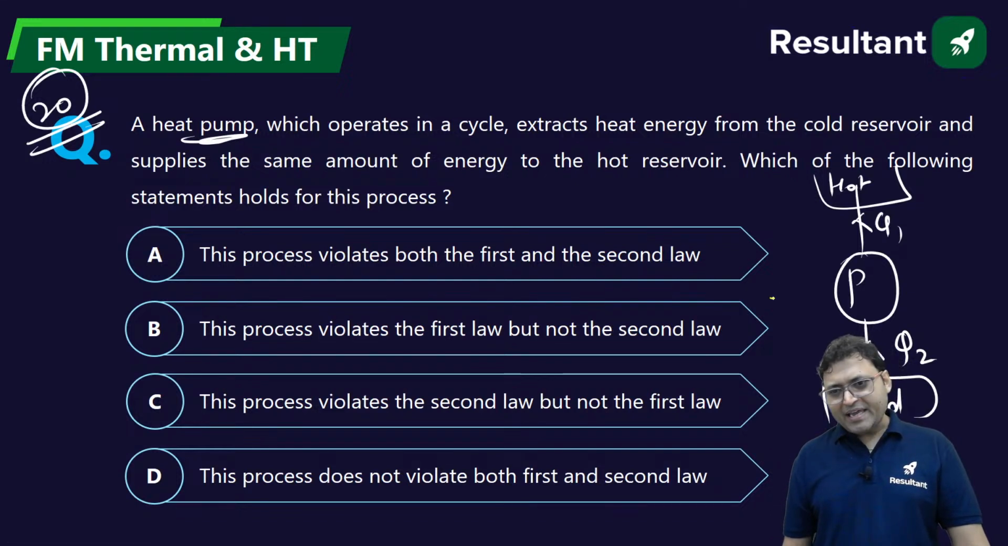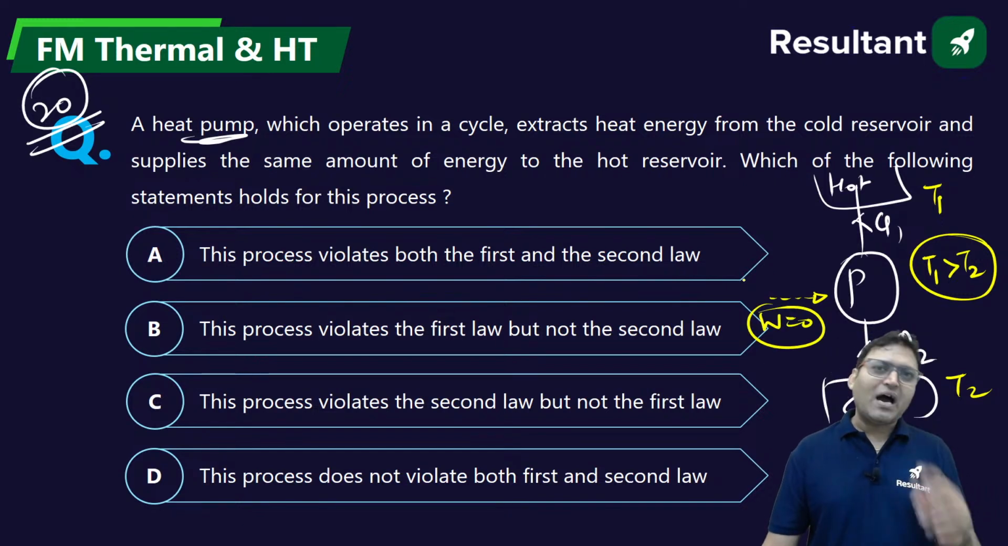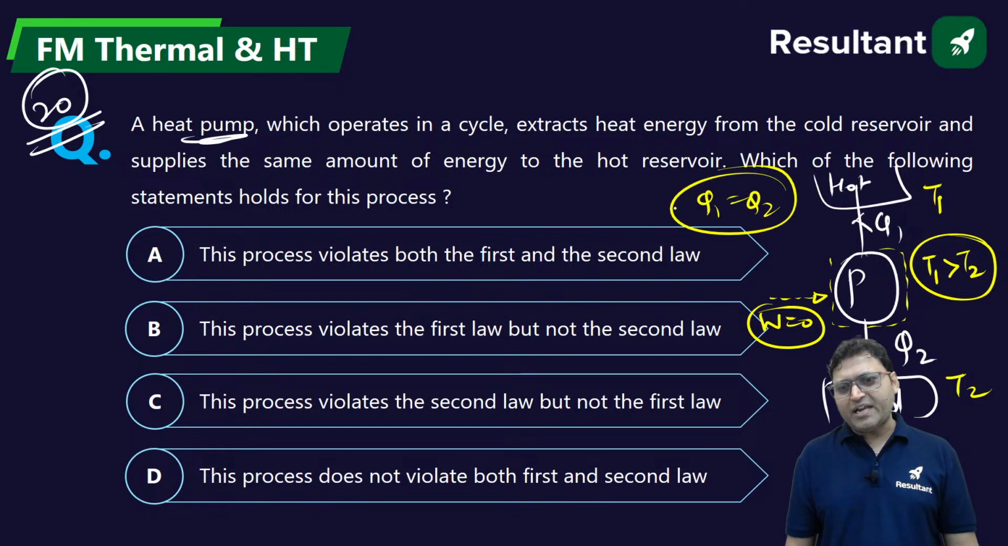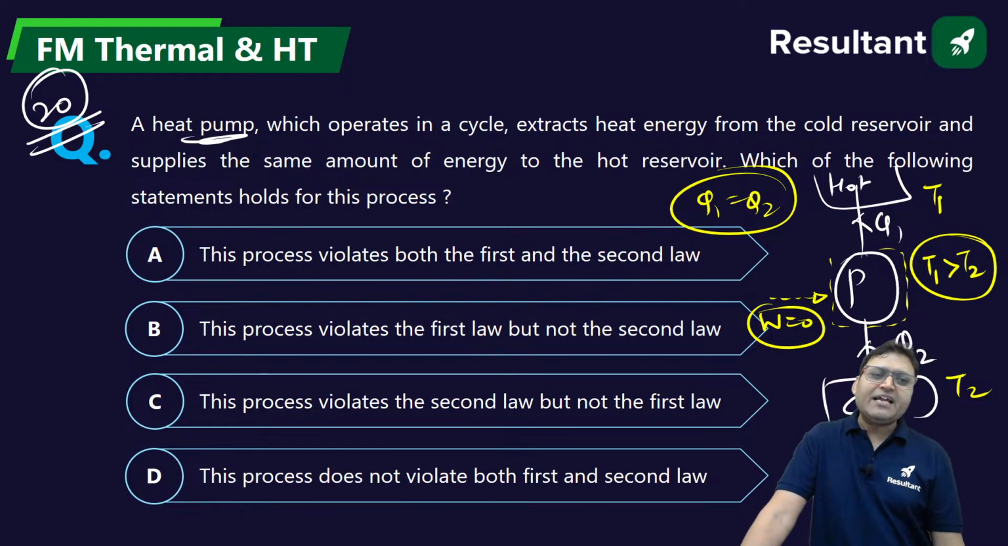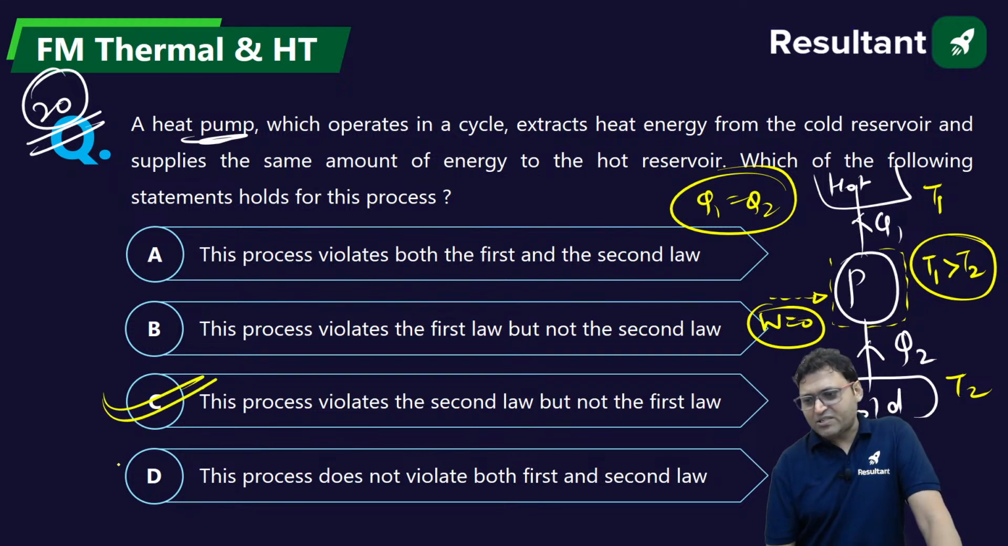If no work is added, because the heat is flowing from T2, the lower temperature reservoir, to the upper temperature reservoir. When heat flows from a low temperature reservoir to a high temperature reservoir, external work must be done on the system. If work is not zero, then it does not violate the first law of thermodynamics. First law of thermodynamics, Q1 is equal to Q2. There is a possibility. But yes, it violates the second law of thermodynamics, which says there should be external work done when heat is supplied from a low temperature reservoir to a high temperature reservoir. So it violates the second law but not the first law of thermodynamics.